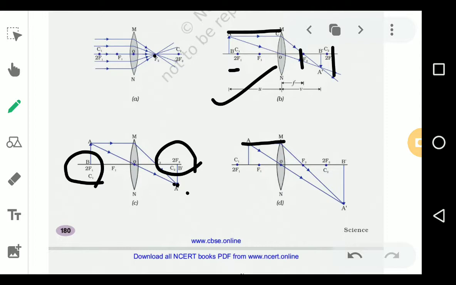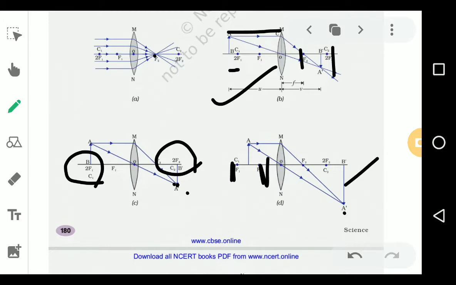and after getting refracted it is passing through the focus, another one is passing through the center, and both of them are meeting at a point. That point is A dash. If you draw a perpendicular line from A dash to the principal axis, it will be intersecting the principal axis just beyond 2f2. So if you are taking the object between 2f1 and f1, you are going to get the image beyond 2f2.